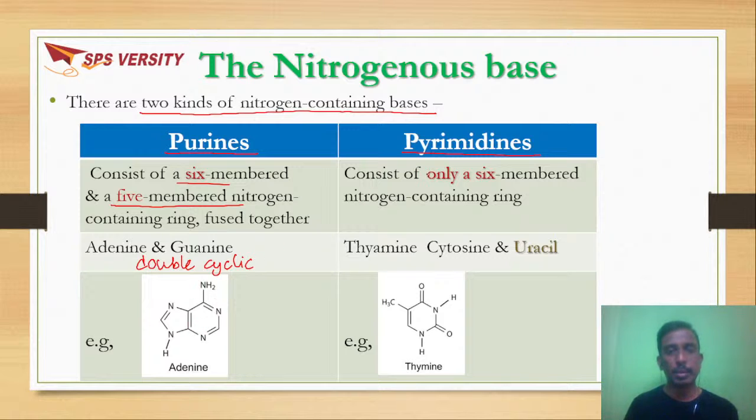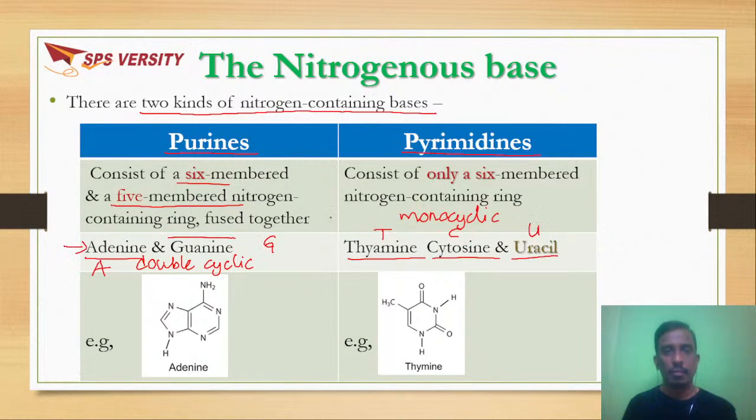Whereas when you come to pyrimidines, it has only a monocyclic ring structure. Mono means only one ring-like structure is present. It has 6 members with nitrogen. And again in purines, there are subtypes.